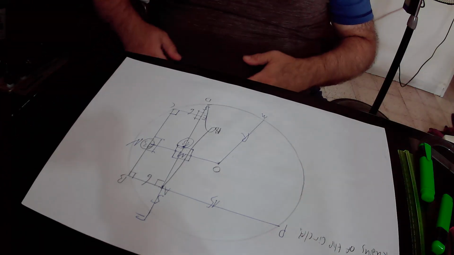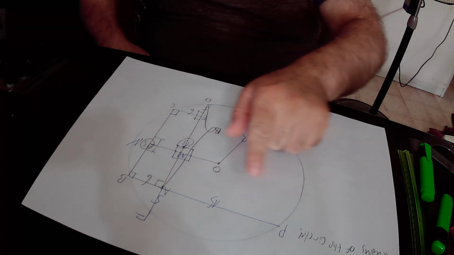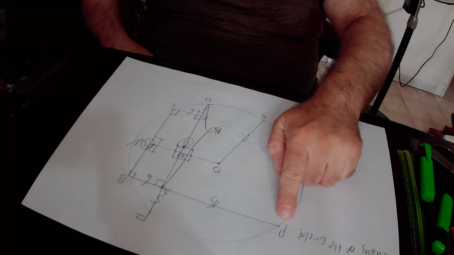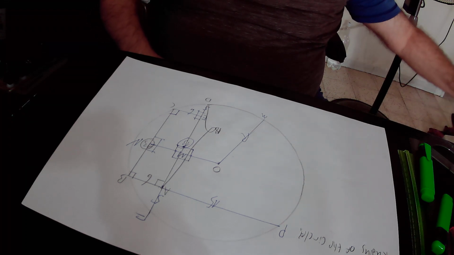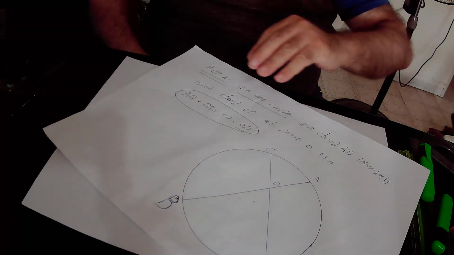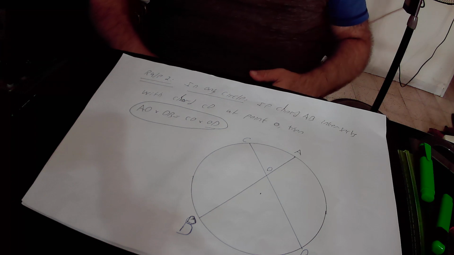So in the next step, we extended side BA by a straight line until it touches the circle at point P. Then I reminded you of old rule number 2, and we implemented old rule number 2 in our drawing.